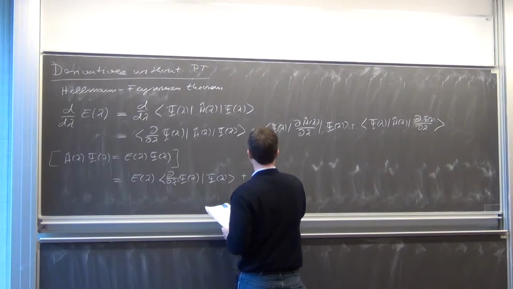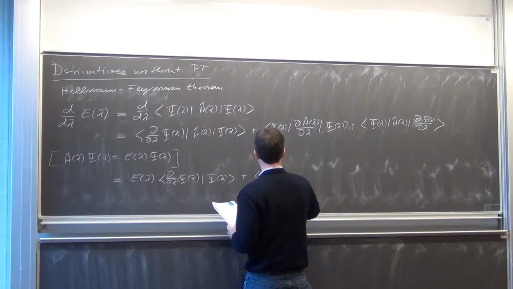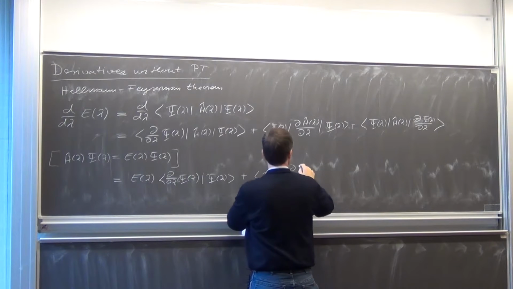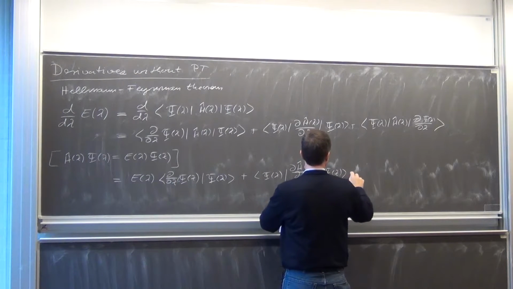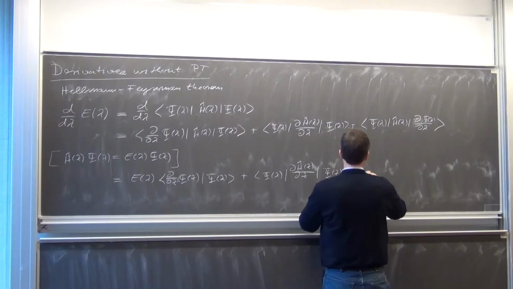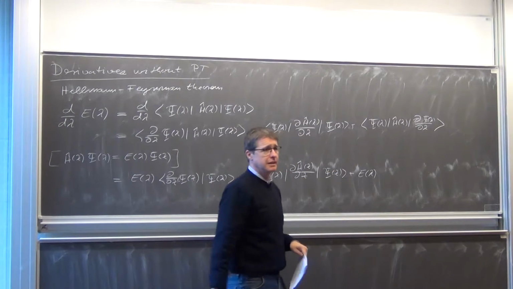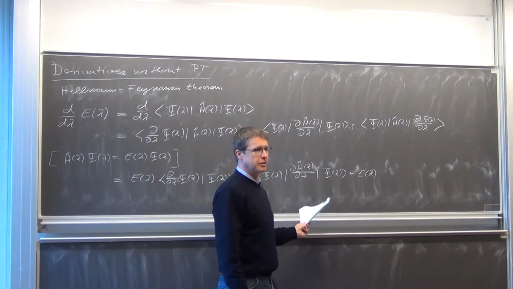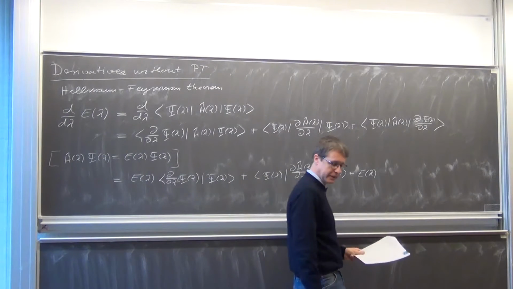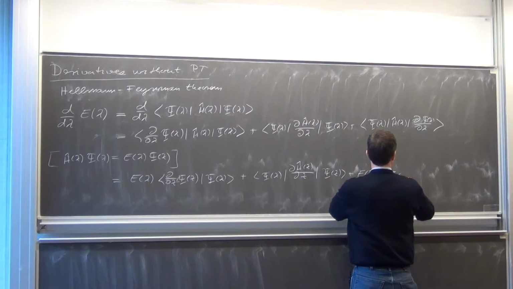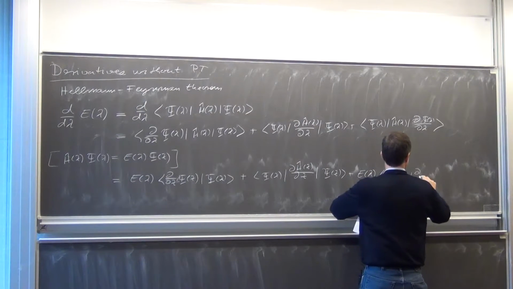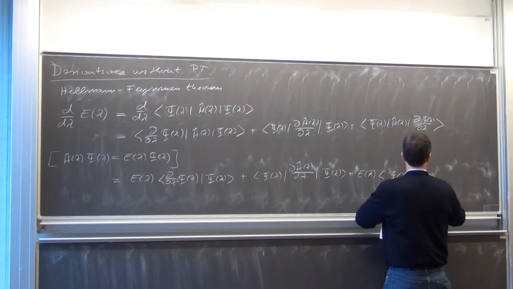The second one then, that I keep as it is, like this. But I can do the same trick with the last one. And since the energy is now here in the bra, in principle it's the complex conjugate when I take it out, but the energy is real, so the complex conjugate of a real number is still a real number. And now I get the overlap between the function and its derivative with respect to lambda.